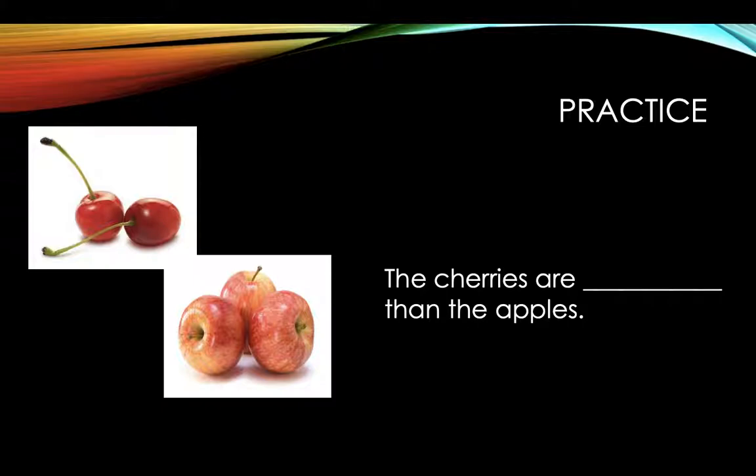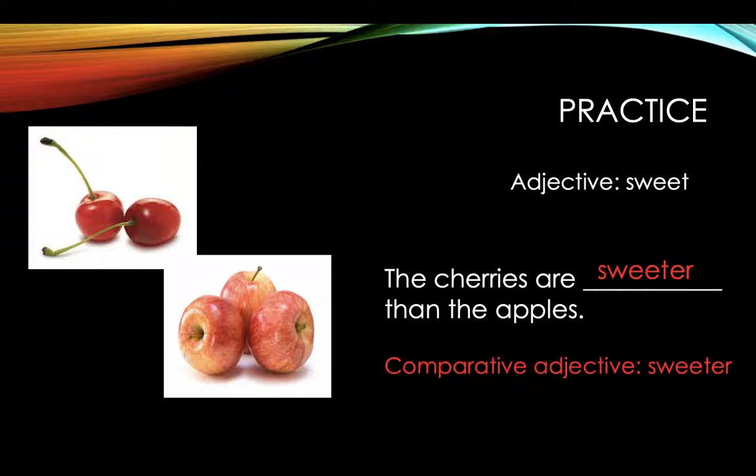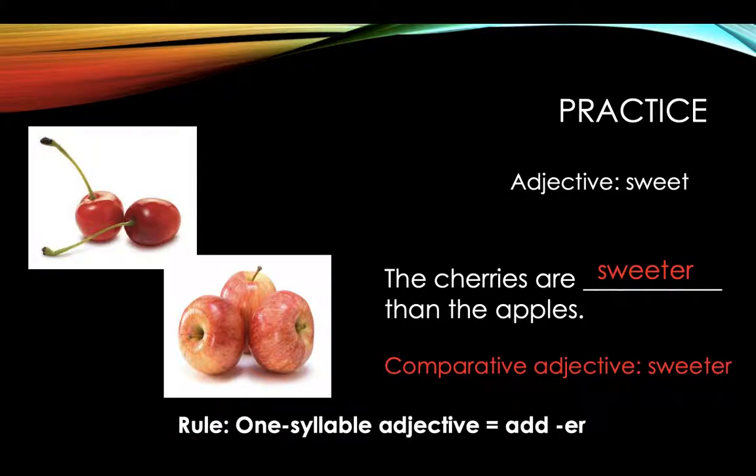Okay, on the top we have cherries, which I absolutely love, and some delicious red apples at the bottom. So it says the cherries are blank than the apples. The adjective we're going to use is sweet. Sweet becomes sweeter, which is a comparative adjective, because it's a one syllable adjective, so we simply add ER. So the cherries are sweeter than the apples. So notice that we're comparing the two nouns, cherries and apples. And we're saying that the cherries are sweeter than the apples. So the apples are not as sweet as the cherries.